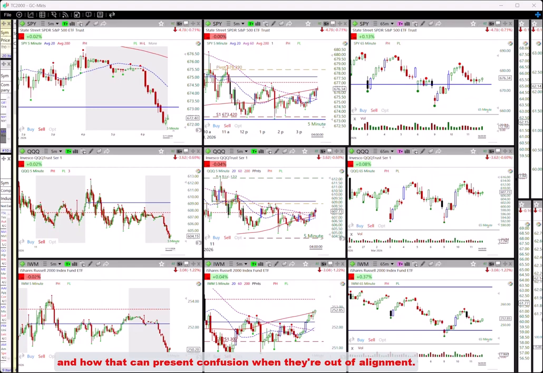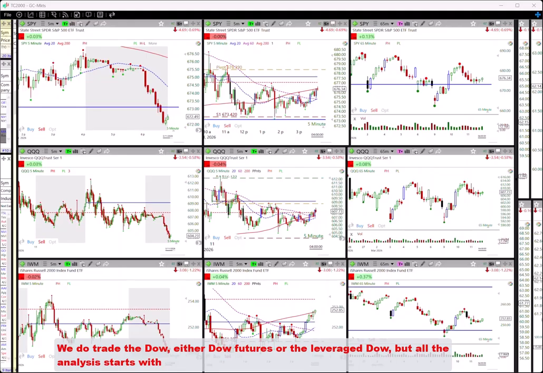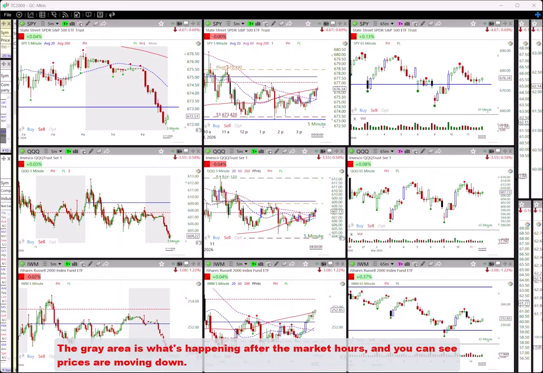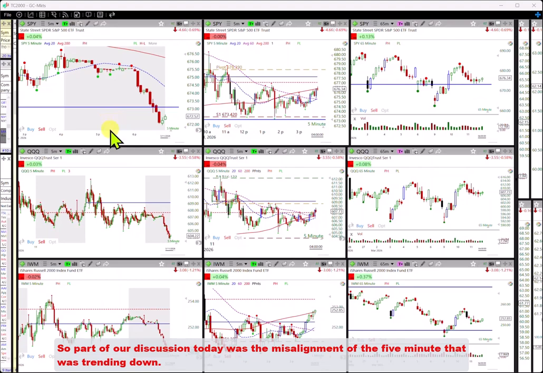So what I'm showing you here on the left side is a 5-minute chart of what we primarily trade intraday when we look at indices. We do trade the Dow, either Dow futures or the leveraged ETF Dow, but all the analysis starts with the underlying. So on the left side, you can see what's happening right now. The gray area is what's happening after the market hours, and you can see prices are moving down. So part of our discussion today was the misalignment of the 5-minute that was trending down.